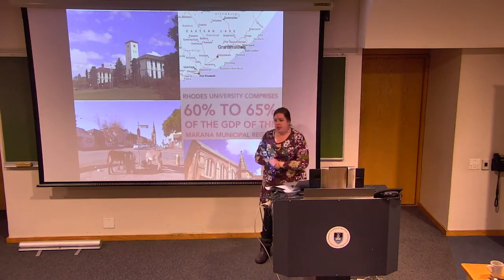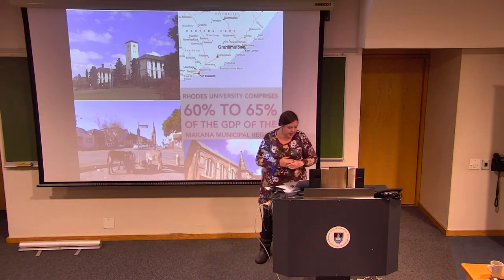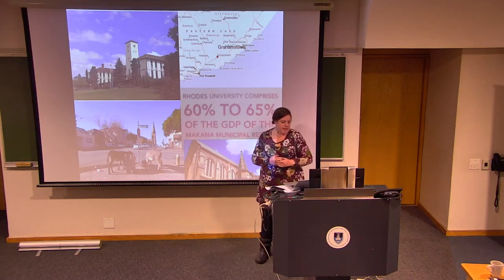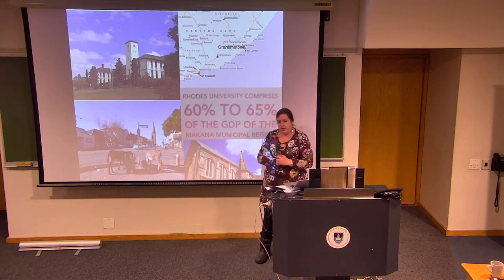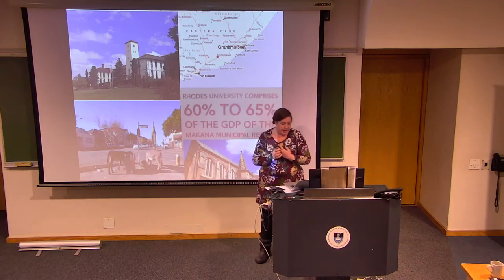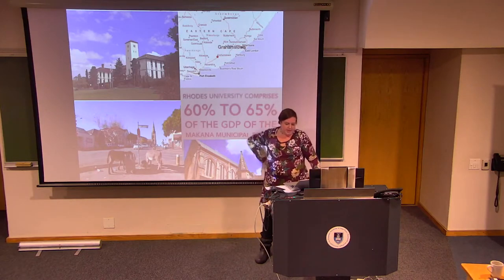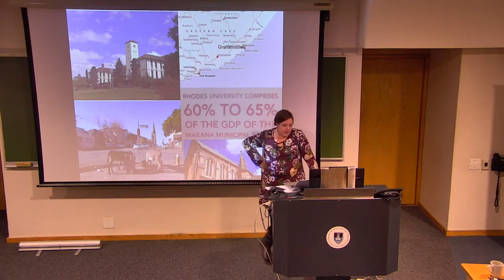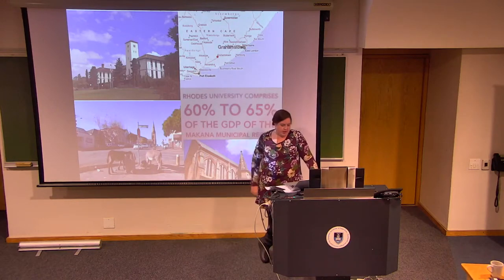In terms of research, there are 102 NRF-rated researchers, 15 SARChI chairs, and the university boasts that they have the best research output per academic staff member. There are three pillars of academia at Rhodes: teaching and learning, research, as well as community engagement. And there's a very big emphasis on making the university more accessible to the community and more responsive to the social context.